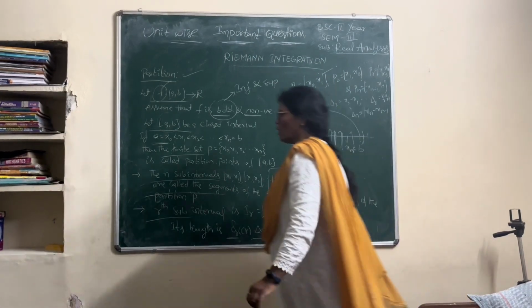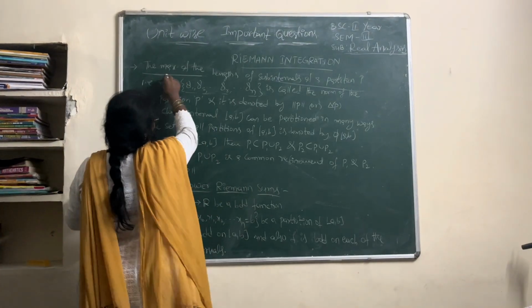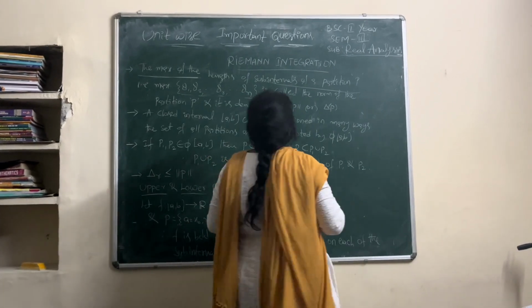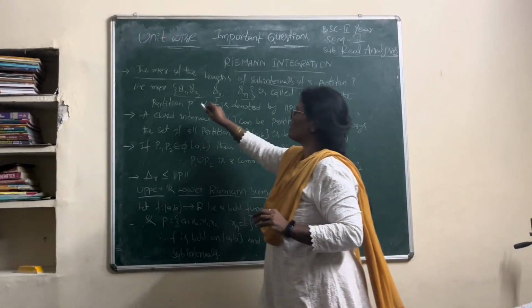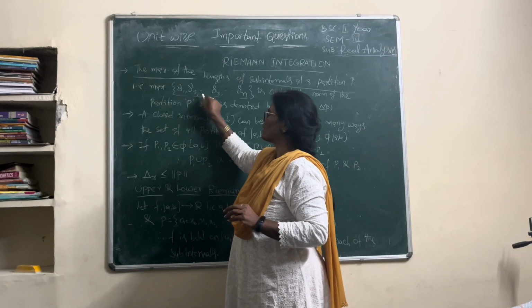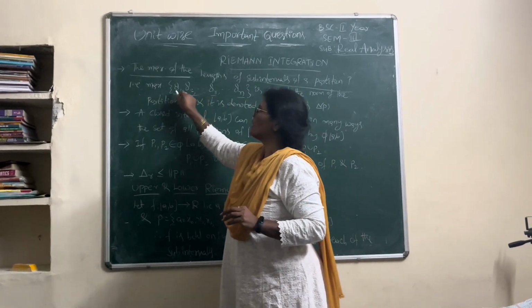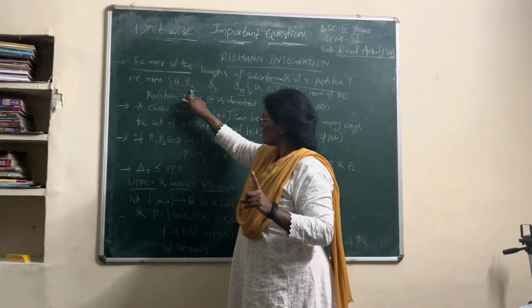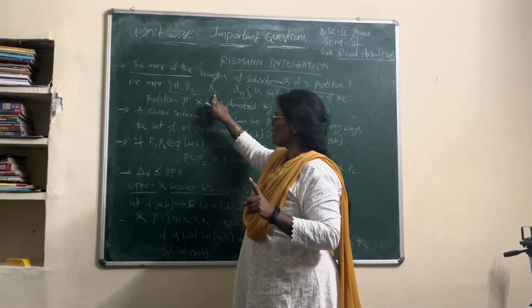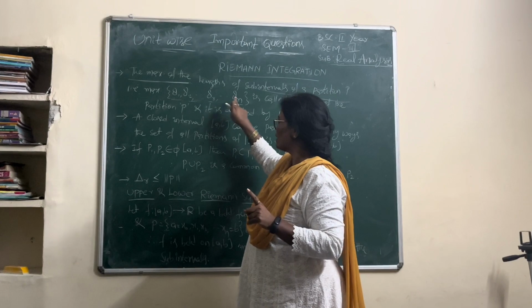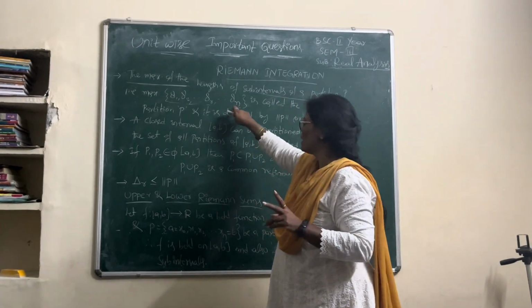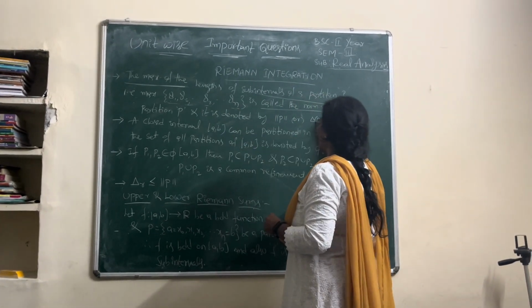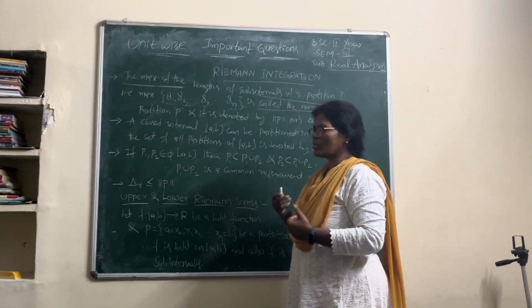Yeah. So the maximum of the lengths of the subintervals of the partition P is the maximum of delta 1, delta 2, delta r, delta n. Delta 1 is the first subinterval length, the second subinterval length is delta 2, so on, the rth subinterval length is delta r, and the nth subinterval length is delta n. This maximum is called the norm of the partition P.